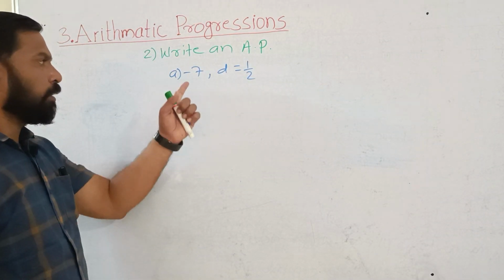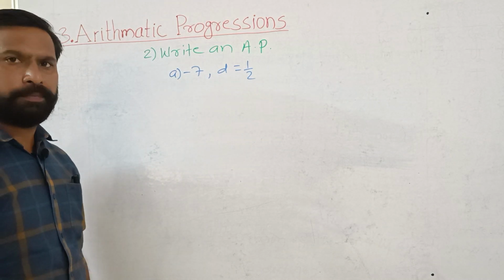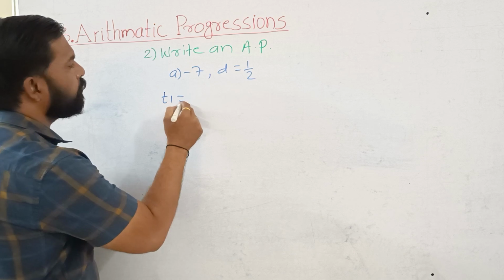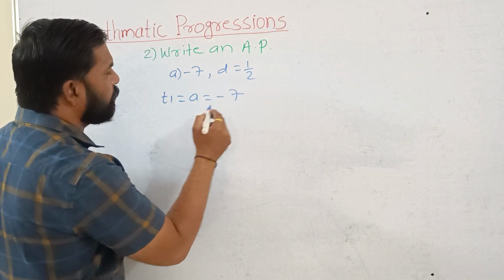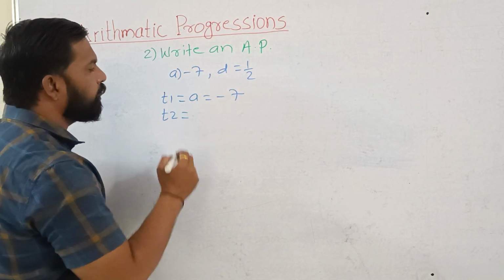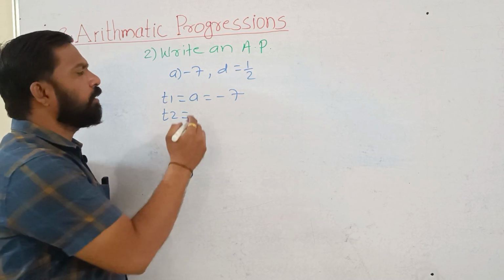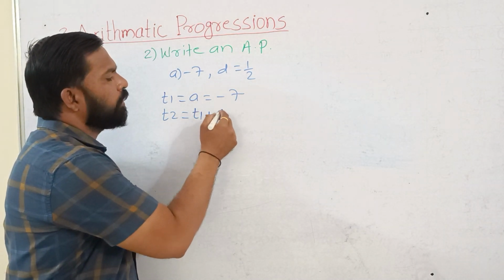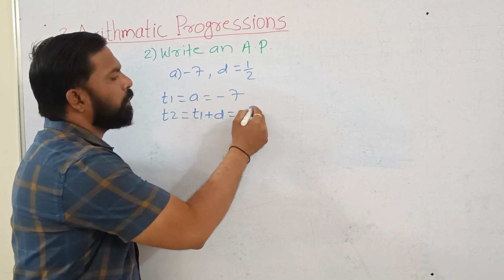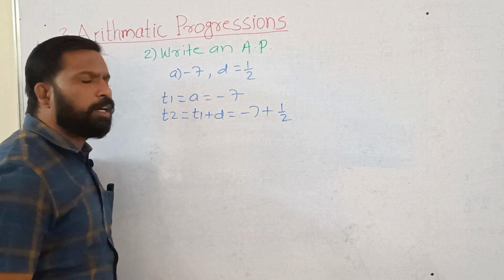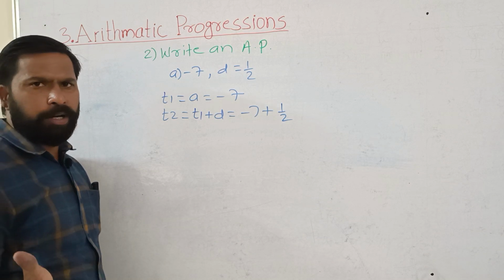Next question, minus 7 and half. It is also very easy. You have to write T1 is equal to A is equal to minus 7. How can I find T2? Will you tell me? Yes sir, first term plus D. So T1 plus D. What is T1? Minus 7. What is the difference? 1 by 2. 1 by 2 can also be written as half, 0.5.